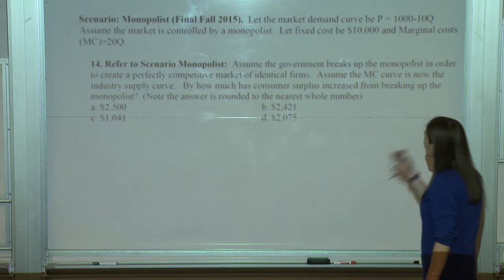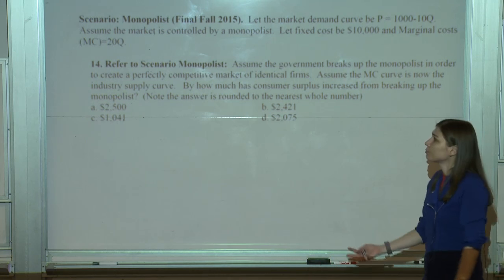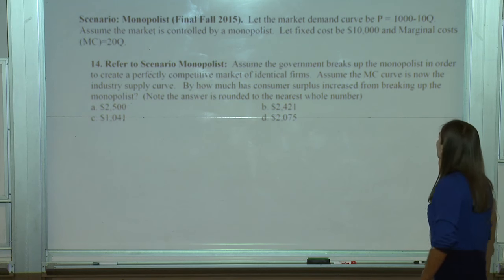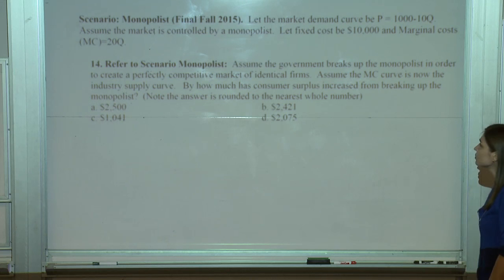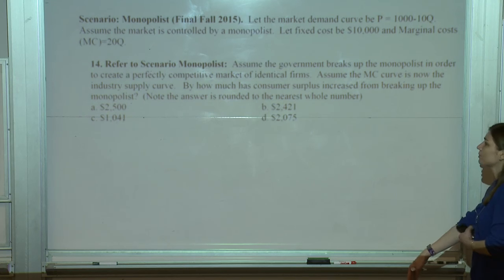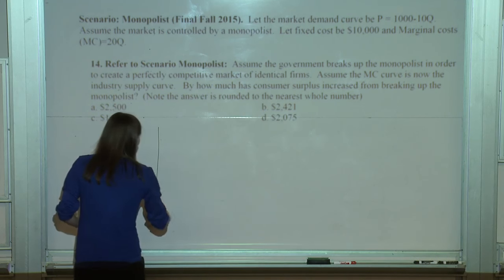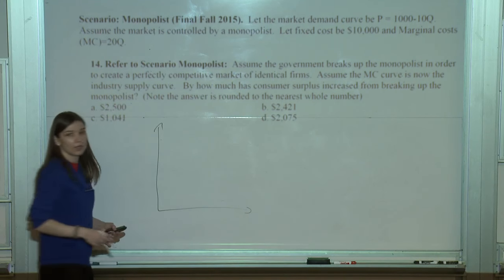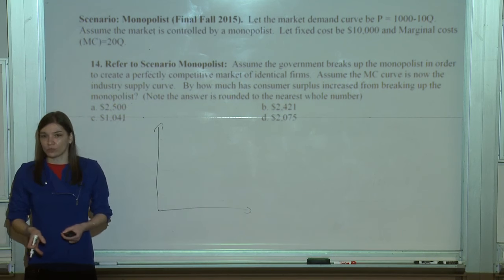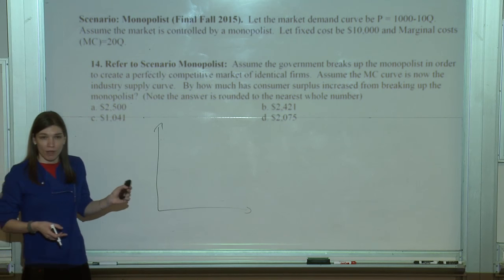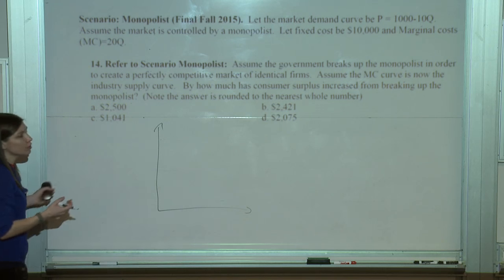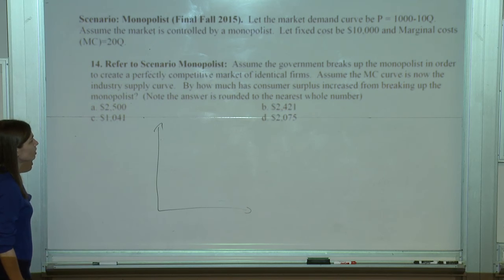Okay, assume that the government breaks up the monopolists in order to create a perfectly competitive market. Assume the marginal cost is now the industry supply. By how much has consumer surplus increased from breaking up the monopolists? Okay, so now we need to know the increase in consumer surplus moving from monopoly to perfect competition. In this case, it will really help to have a graph, and we know all the points. We found all the points so far. So let's try to figure that out.